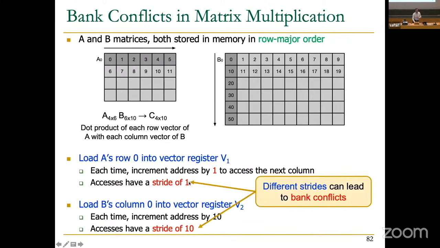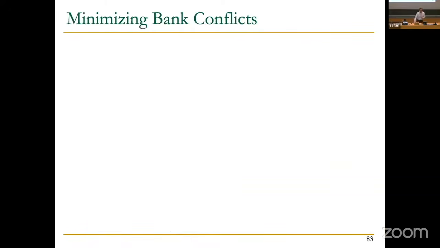Different strides can lead to bank conflicts. This is a stride of 1, this is a stride of 10. But now when you start doing something else, when you start multiplying this vector with some other array, then you may actually start getting bank conflicts. So how do we minimize them has actually concerned vector processor designers a lot, and a lot of what has been implemented in vector processors trickled into our systems today.